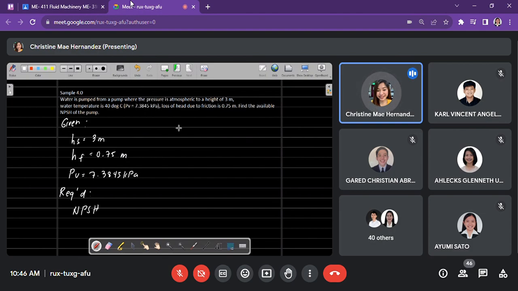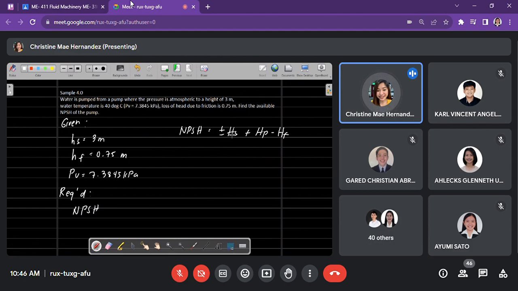So, di ba may formula tayo na NPSH is equal to positive negative HS plus HP minus HF. Or yung ating static level above or below the pump center line. So, pag positive, above the center line. Pag negative, below center line. HP, the absolute pressure on the liquid surface of the pump suction supply. And yung ating HF is the total friction head loss in the pump suction pipe fitting. So, meaning net positive suction head is yung ating total suction lift.